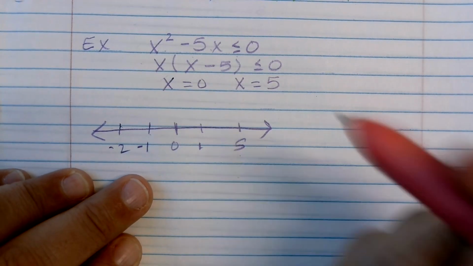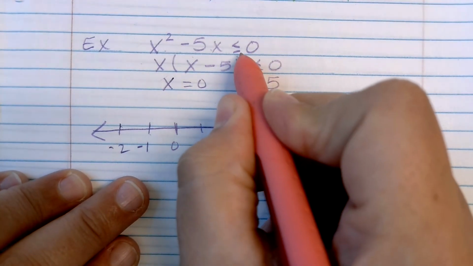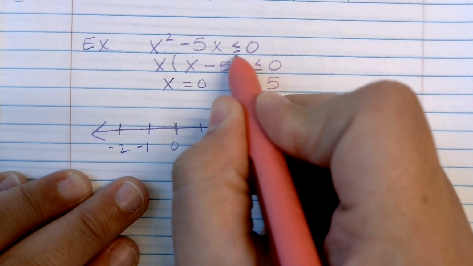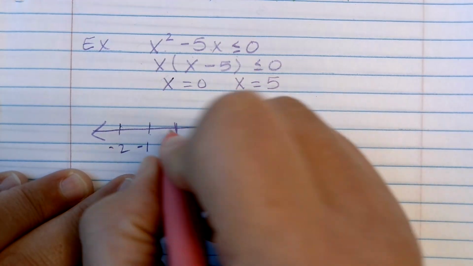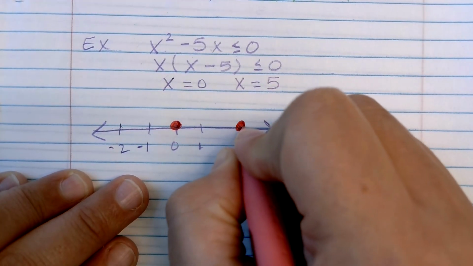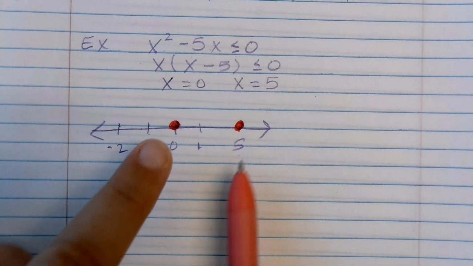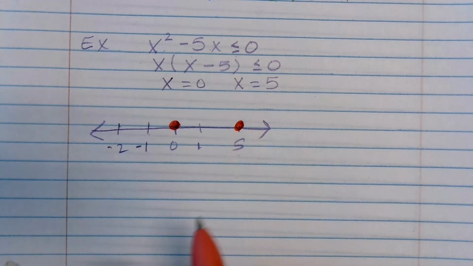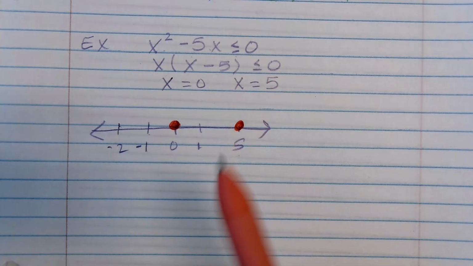Okay, so I'm going to put a closed circle because there's an equal sign in my inequality symbol, a closed circle at 0 and a closed circle at 5. Now when you're testing points, do not test your answers, especially if it's closed, because you'll get true and then you won't know what to shade.